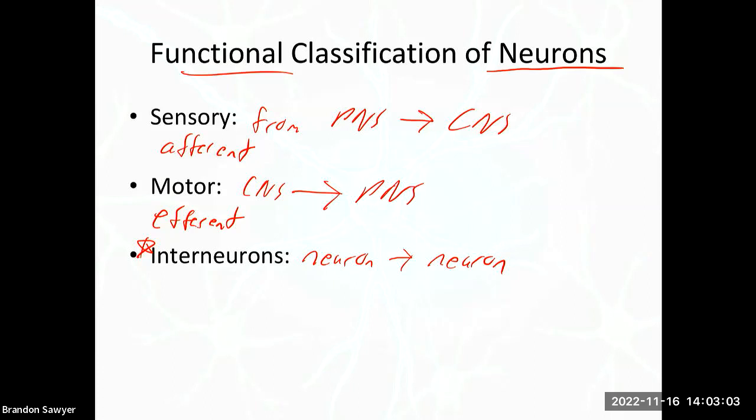Okay. Questions about any of that? All right, so that's just a little bit of an overview of the different cell types in the nervous system.